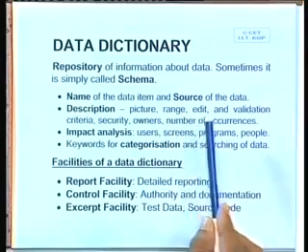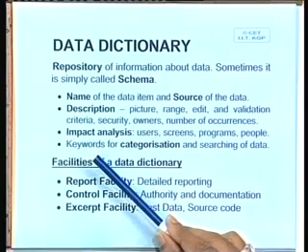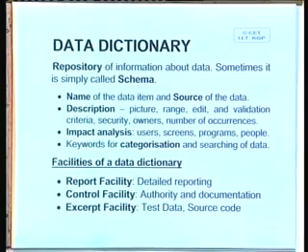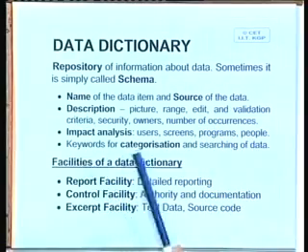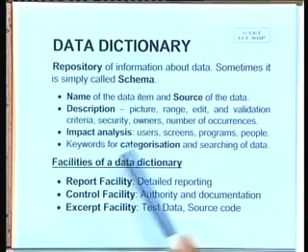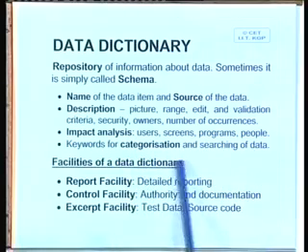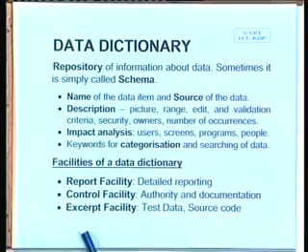The range, what is the range of values? What are the possible values I have discussed? Then edit and validation criteria. If there are some specific edit or validation criteria available, that we can put it here. Security, who is the owner, what are the number of occurrences, how frequently this data item is incurred. Then impact analysis, the impact on users, screens, programs, people, how often this is being used. Then keywords for categorization and searching of data. Then if it is to be categorized, what are the keywords through which it can be done, and searching of data. Then usually a data dictionary provides report facility, control facility and excerpt facility.